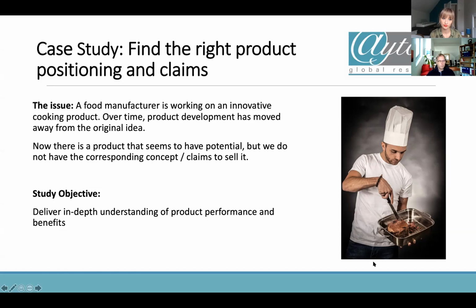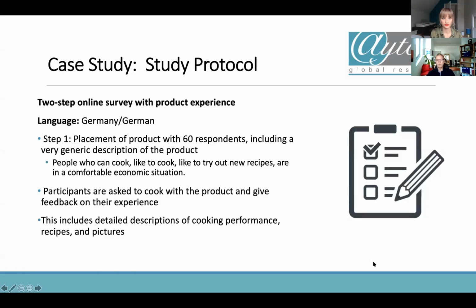And what we did then... Yeah, so we did a two-step online survey with product experience. We had it in Germany, and we selected 60 respondents, women in this case, who like to cook, like to try out new recipes, are very experimental and open and interested in cooking and new ideas and development, and also in a somewhat comfortable economic situation because the product didn't come extremely cheap.